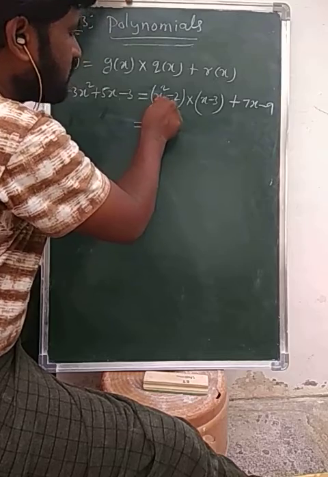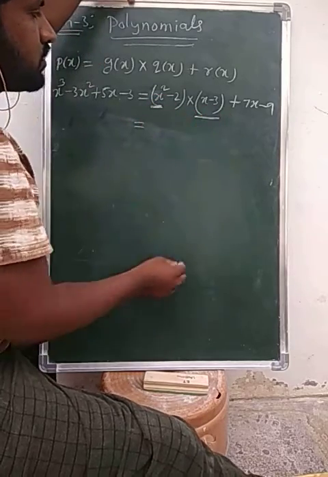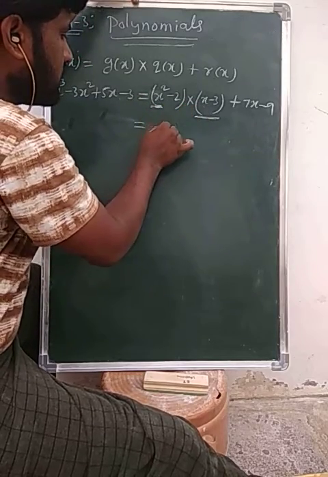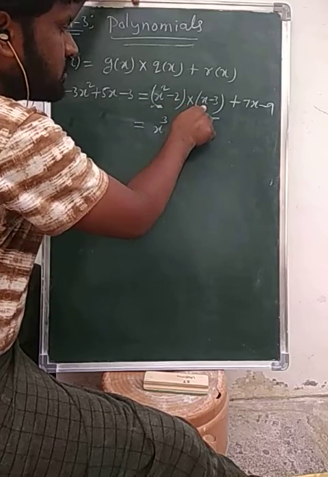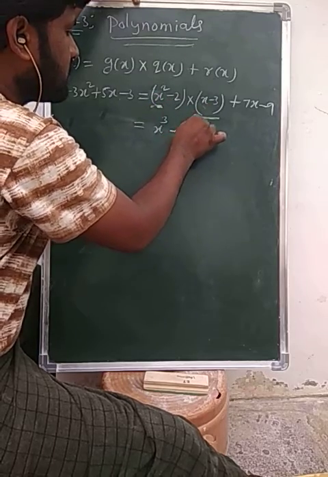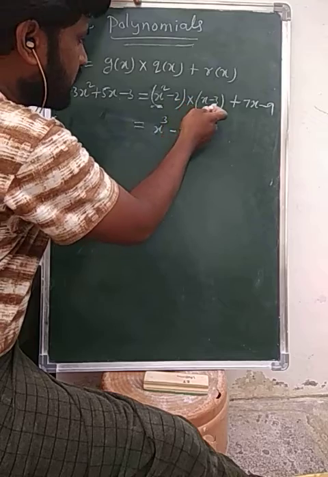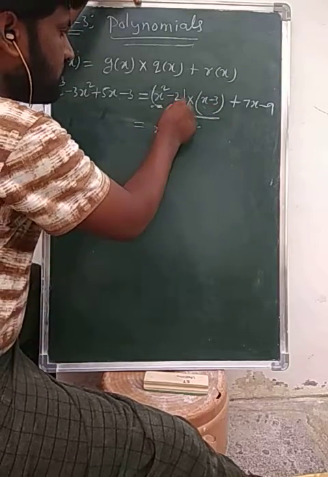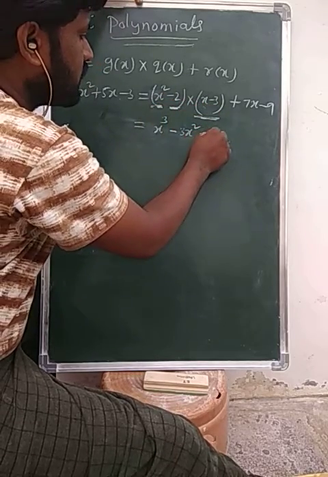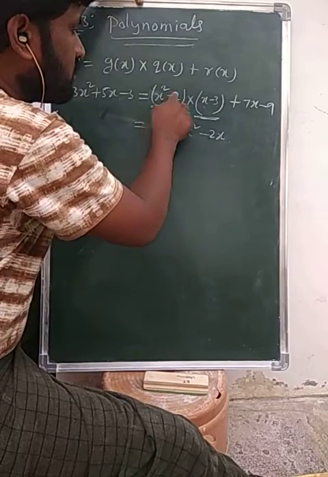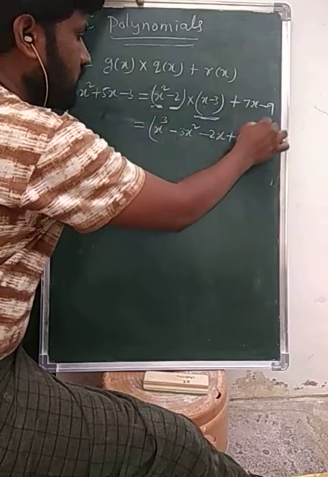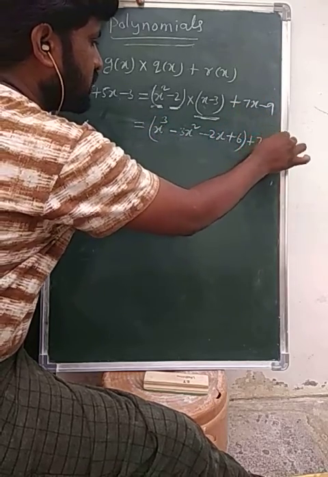I am multiplying x square with the complete expression x minus 3. X square into x is x cube, and x square into minus 3 is minus 3x square. Again with minus 2, I am multiplying the complete expression. Minus 2 into x is minus 2x. Minus of minus, that is plus 2 threes are 6. As usual, plus 7x minus 9.